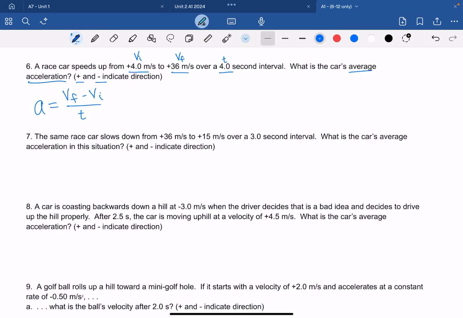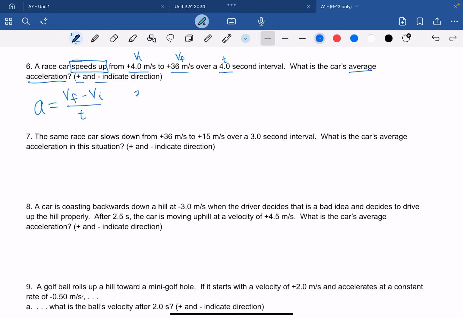So final velocity, let's plug that in first. And here's where most people mess it up, because they'll put in 4 minus 36. And if you did that, you would get a negative number, and that would indicate that you have negative acceleration. But also one thing you notice is that you are speeding up. So we should not be getting a negative number for an answer. We should have a positive acceleration since we are speeding up.